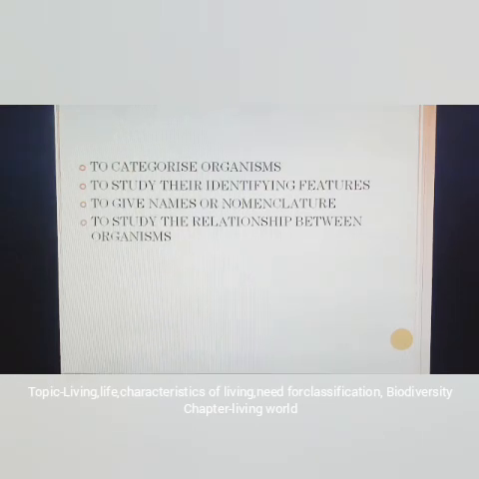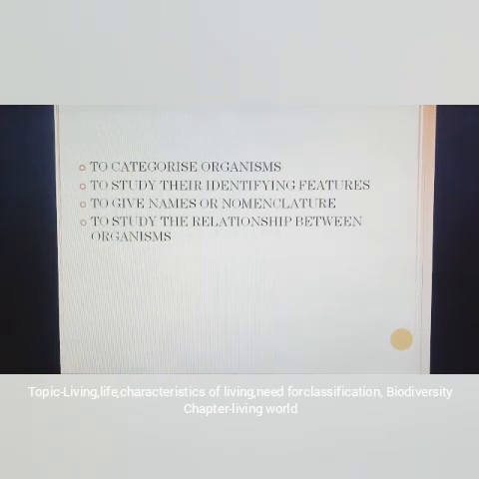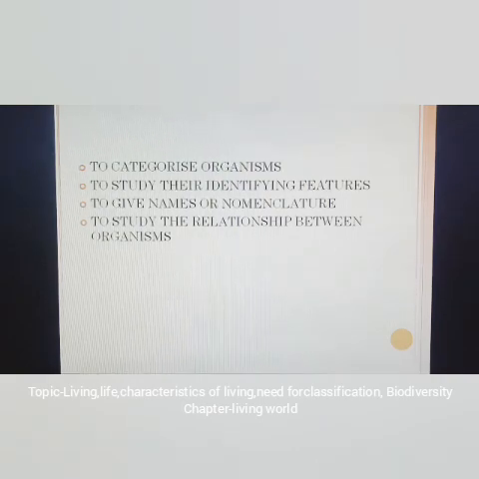Second point is to study their scientific identifying features. When any organism is properly classified into a category, it will be easier to study their identifying features. Identifying features are an important thing for knowing any specific organism surviving in this world. So classification is needed. Third, to give names or nomenclature. When we are identifying or classifying any organism, the naming of the organism, the scientific name as well as the common name, is very much required.